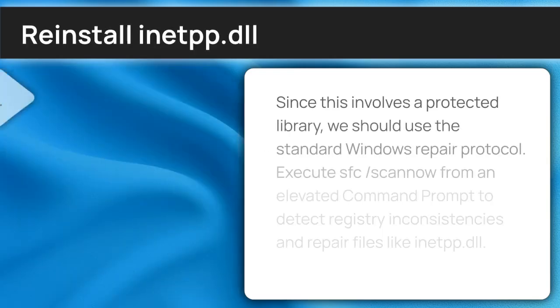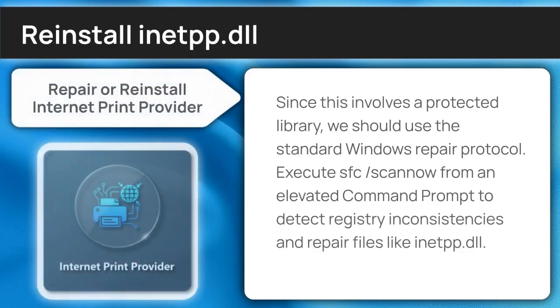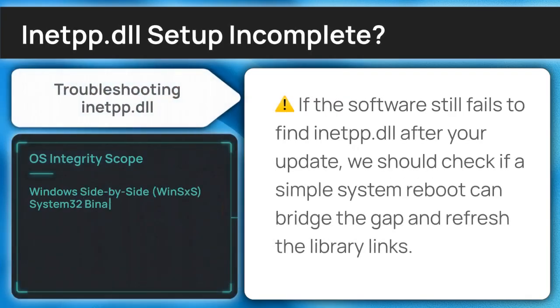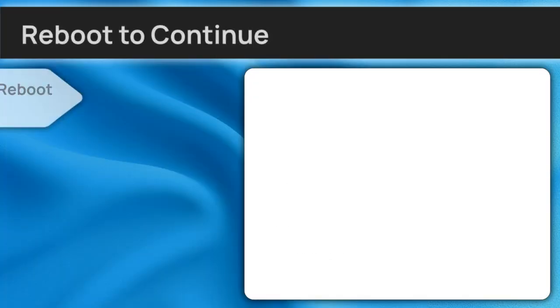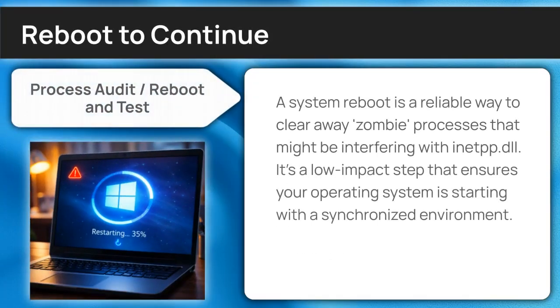Since this involves a protected library, we should use the standard Windows repair protocol. Execute sfc /scannow from an elevated command prompt to detect registry inconsistencies and repair files like Inetpp Library DLL. If you're still finding yourself stuck after the reinstall, our next priority is to check for any active blocks in the system path. A standard reboot clears out temporary memory conflicts and gives the Windows loader another chance to properly register the Inetpp library component during startup.